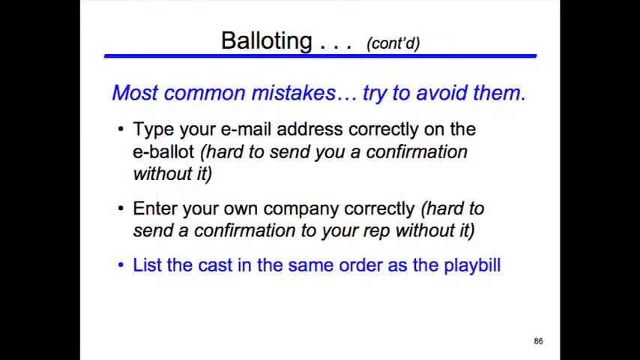Most common mistakes in balloting: please make sure you type your email address correctly. It's hard to get a confirmation back to you if you screw that up. Enter your company correctly, especially which company you saw versus which company you represent. It's so hard to get your rep, and if you're being an alternate for a show, make sure you provide the company you alternated for, not the company you normally represent. Okay, if you're having to do kind of an extra alternate job. And again, the biggest one is list the cast in the same order as the playbill, not the bios.